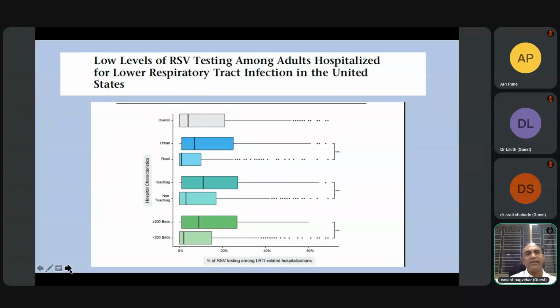And why is it that, forget about human metapneumovirus, even for RSV testing in the USA, in all hospitalized patients, less than 25% of the people have been tested for RSV. Even among those who actually had RSV, the testing itself is less. Maybe it is the cost factor, because if you really want to check for human metapneumovirus, you'll have to do a respiratory BioFire, what Dr. Bharat Purandare's student showed, and that cost varies from hospital to hospital. But I would say an average of 10 to 15,000 rupees is the cost of the respiratory BioFire that is done to detect an HMPV virus.